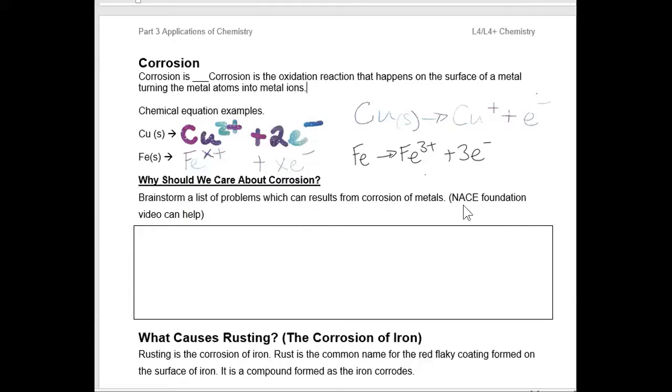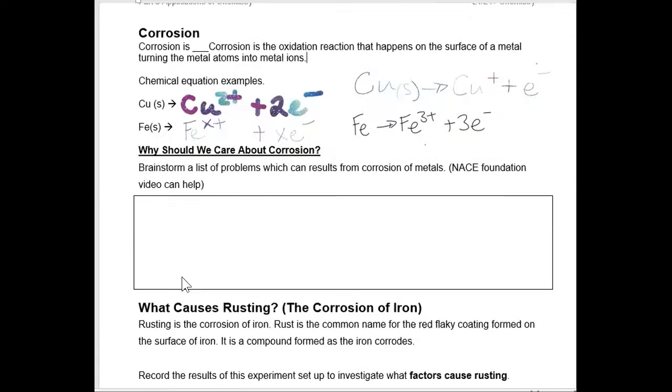Now, if you've watched the NACE Foundation video on YouTube, you would have seen so many examples of problems caused by corrosion. Literally, planes can fall out of the sky, bridges can fall down, boats can sink, the rebar that holds the road together can rust, and therefore the road can fall apart. And you know, there's lots of compelling reasons to understand why we should care about corrosion. So by watching that video, hopefully you've got a list of examples of problems that can occur written in that box.